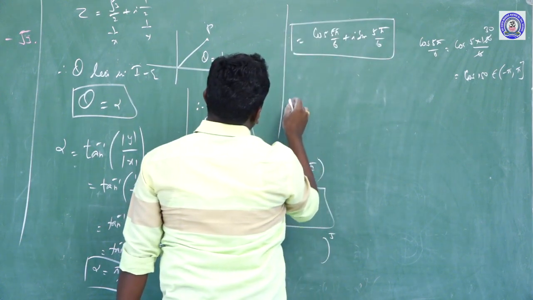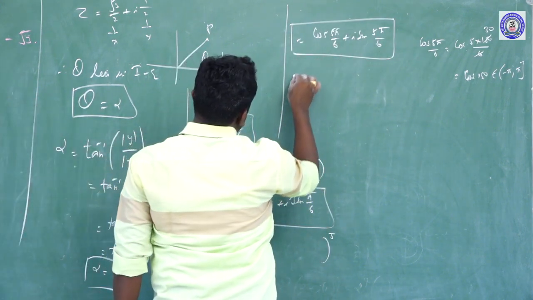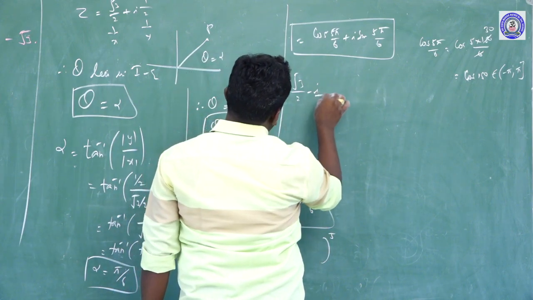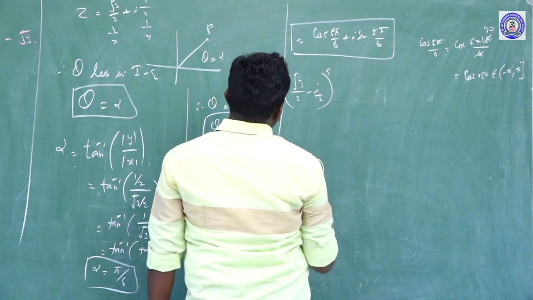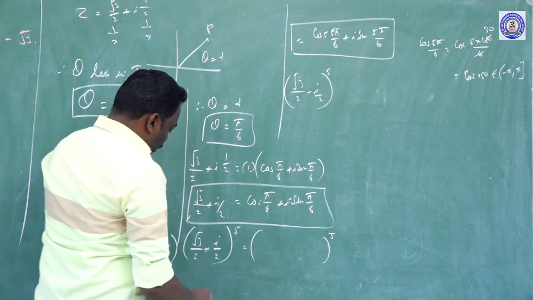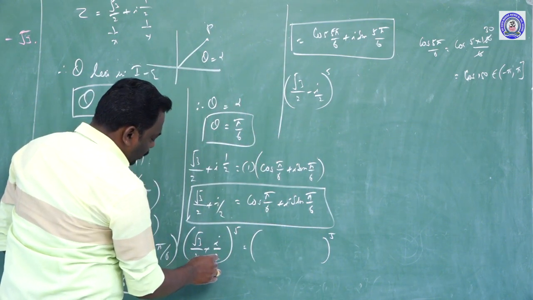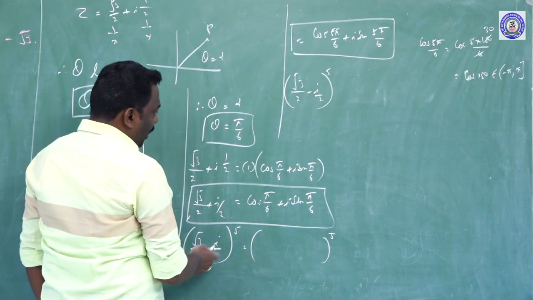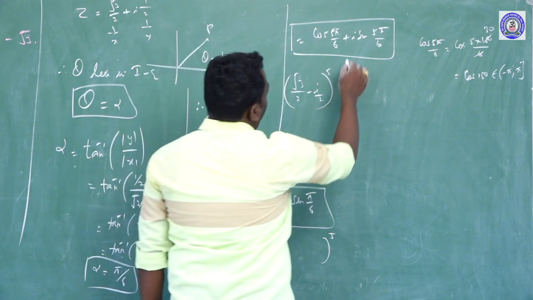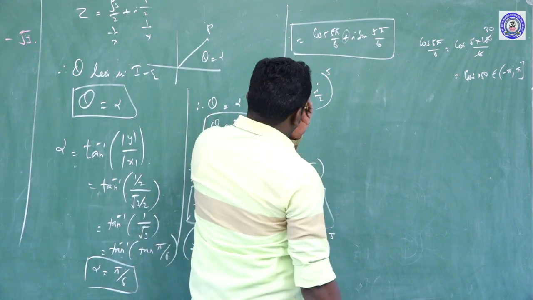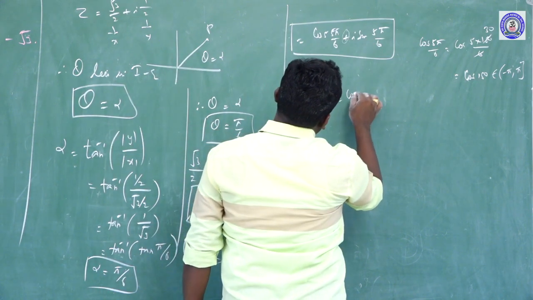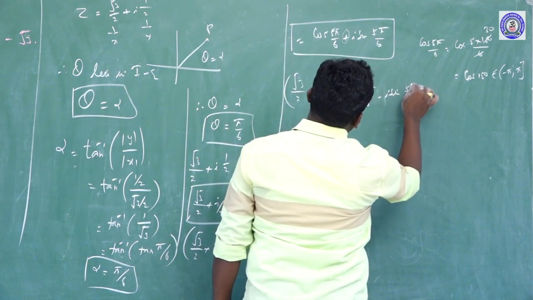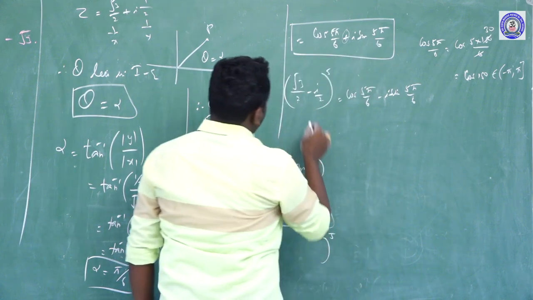Now similarly the second term is root 3 by 2 minus i by 2 whole power 5. Comparing root 3 by 2 plus i by 2 and root 3 by 2 minus i by 2, the bracket terms differ only by i. Therefore, you can replace plus i with minus i. So it is cos 5 pi by 6 minus i into sin 5 pi by 6, the value of the second term.